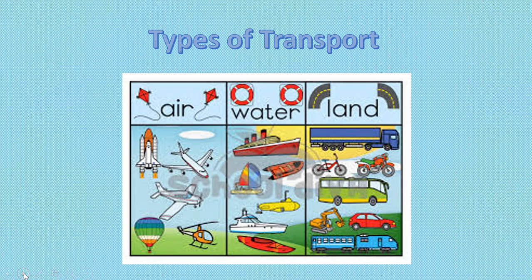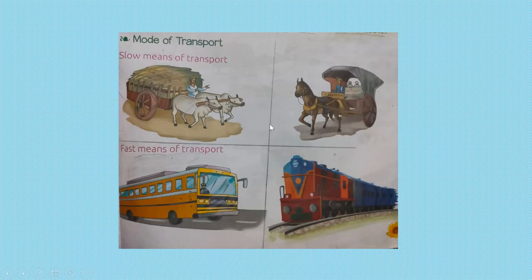So should we start? First of all, I want to tell you there are three types of transport: air transport, water transport, and land transport. And there are other modes of transport like slow means of transport and fast means of transport. You see these two pictures, these are slow means of transport, and these two are fast means of transport. And I've taken this picture from your book only.